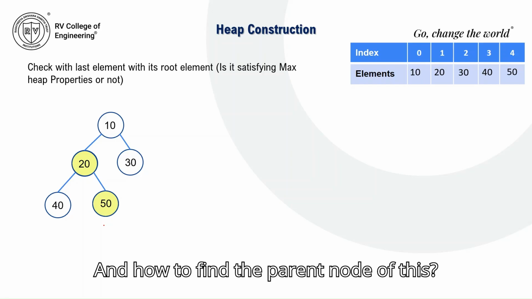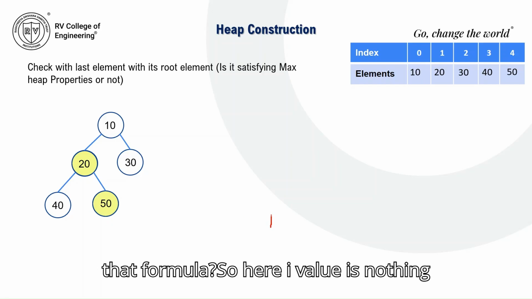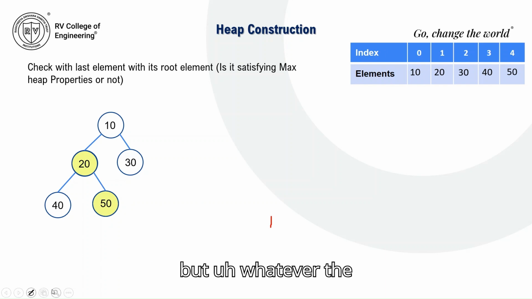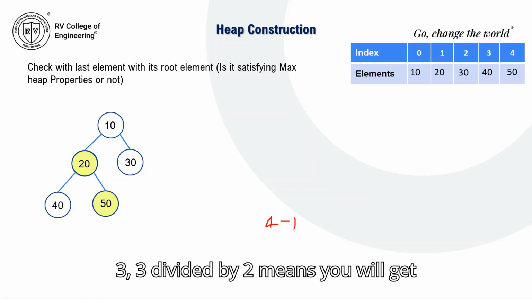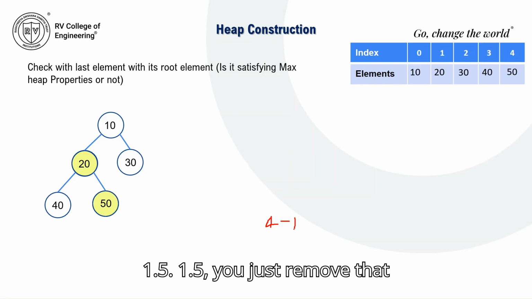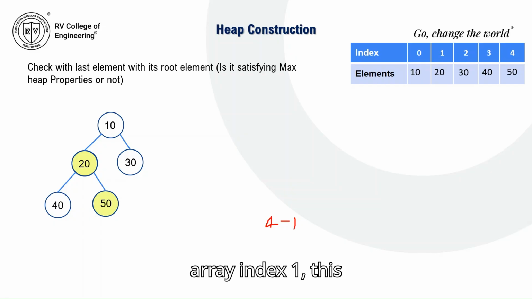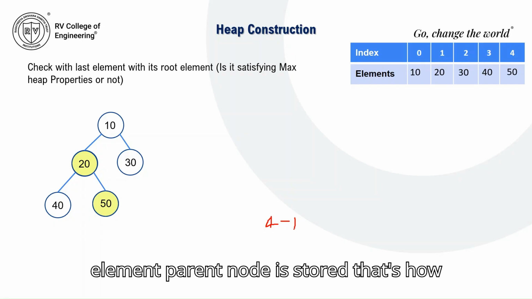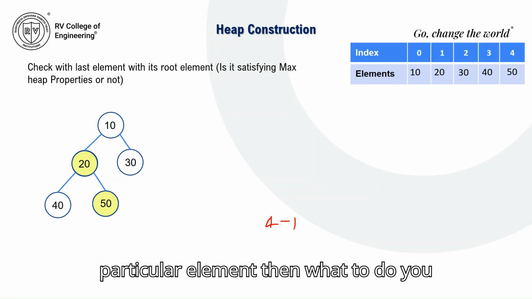And how do we find the parent node of this? For that we have a formula. Here the value of i is 4, so 4 minus 1 means you will get 3. 3 divided by 2 means you will get 1.5. You just remove the point 5 and you will get 1, which means at array index 1 the parent node of this element is stored. That's how you can find the parent node of a particular element.